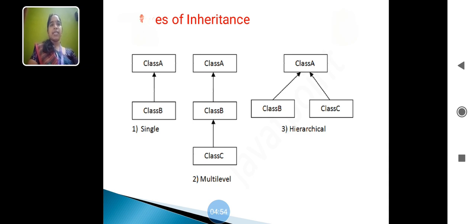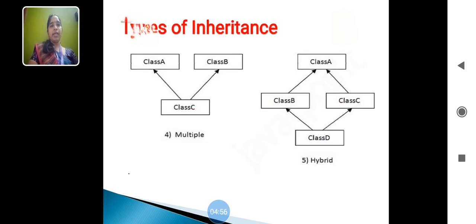Next one is multiple inheritance. In multiple inheritance, you have two parent classes and only one child class. The one child class can inherit the properties from parent 1 and parent 2 also. That is called multiple inheritance. Next one is hybrid inheritance. It is a combination of multiple and multi-level inheritance. Class A and class D have two child classes, B and C. The two child classes inherit the properties from class A as well as class D. That is shown in the figure, and this is called hybrid inheritance.